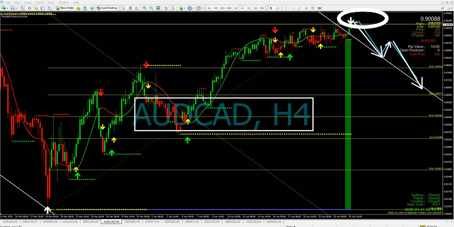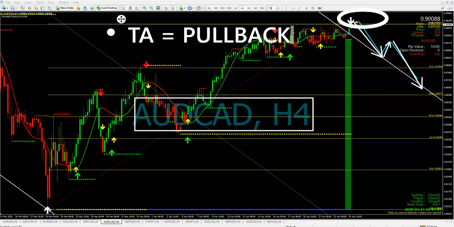What do you think it's gonna be? Let me write it down. Let me put it back because it seems like you guys always forget. This is gonna be a triple arrow pullback. That's what it's gonna be. Do you have any other opinion?